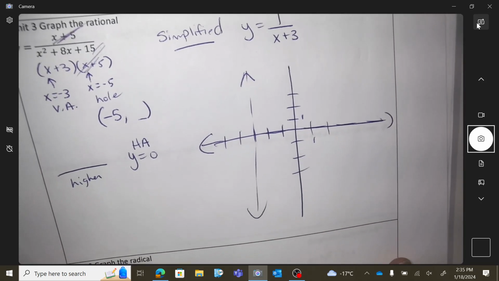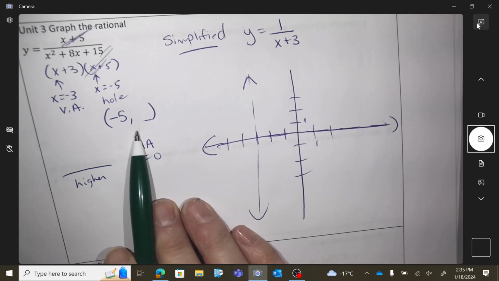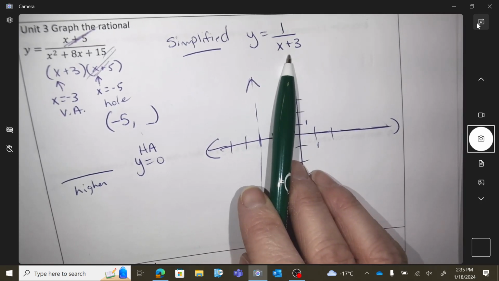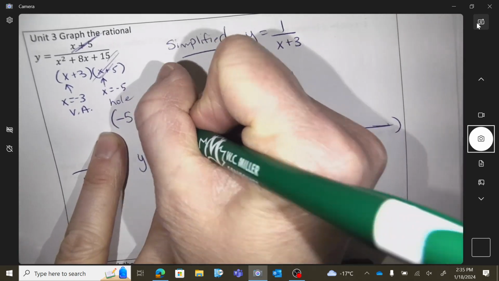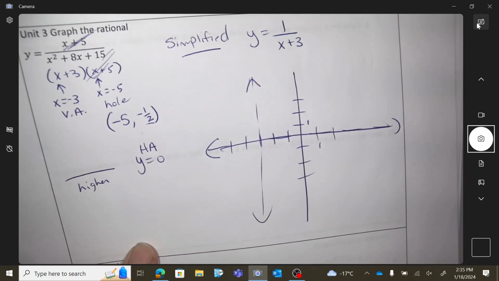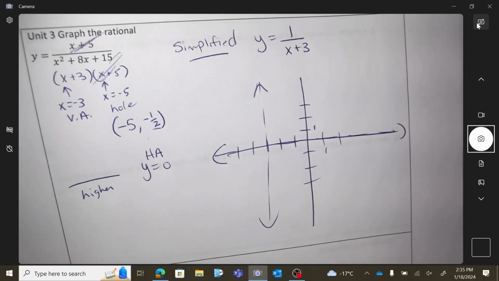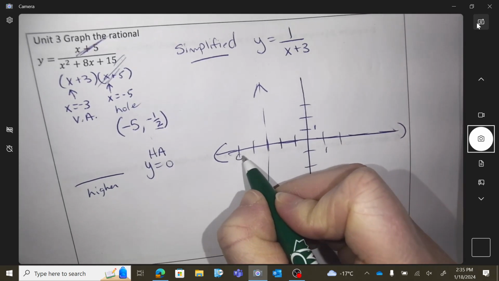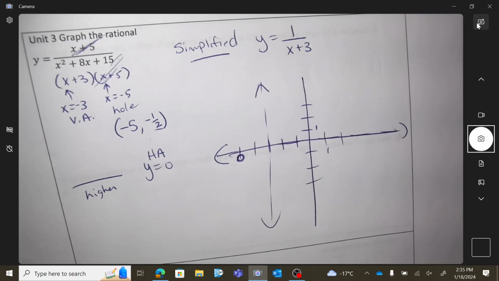Okay, so this is why we did this open, so that I didn't forget. Where is the hole? If you plug -5 into that, -1/2. I meant to say -2 on the bottom. Okay, so I'm going to put that in there right now. -5, comma, -1/2. Open hole.